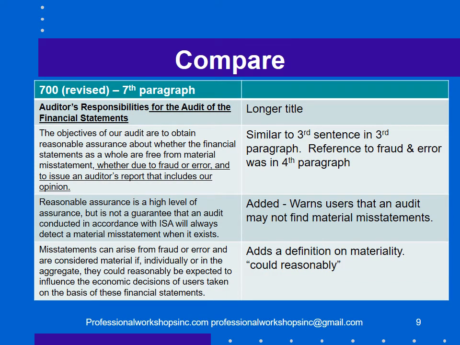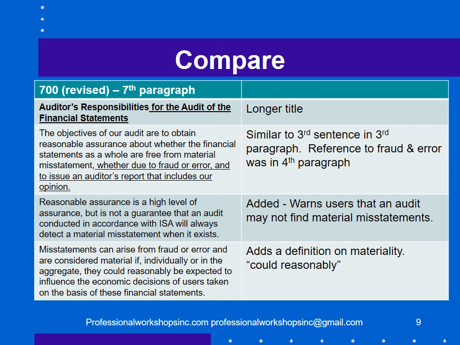Seventh paragraph describes the auditor's responsibility and a bit of a longer title, Auditor's Responsibility for the Audit. The first sentence, similar to the third sentence in the third paragraph, and brings in the reference that was in the fourth paragraph to fraud or error. The second sentence is new and added.